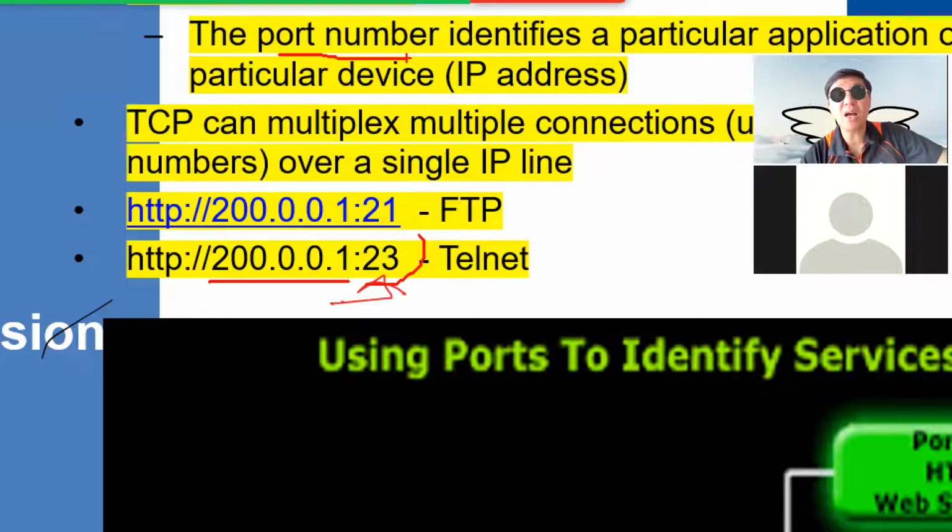This port number is very important because it serves as a way to identify which program or application the message is for. Is it for Microsoft Office? Is it for Microsoft Outlook? Is it for Internet Explorer, etc.? So it depends, and there is this port number to identify it.